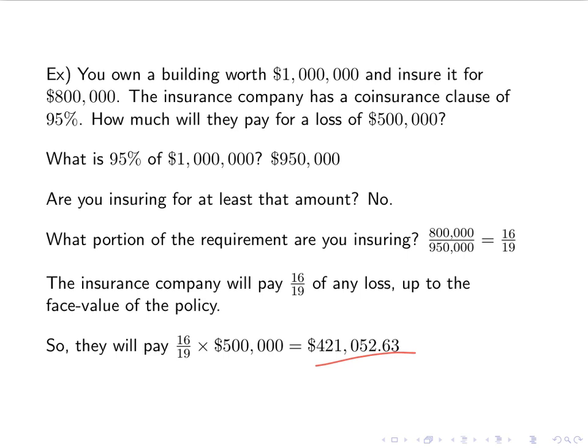Okay. So again, it's really important that you remember where this fraction is coming from: what you're insuring over what you're supposed to be insuring according to the coinsurance clause, not what the building is worth. Okay?